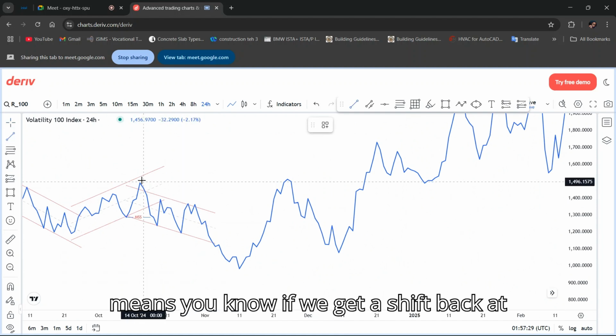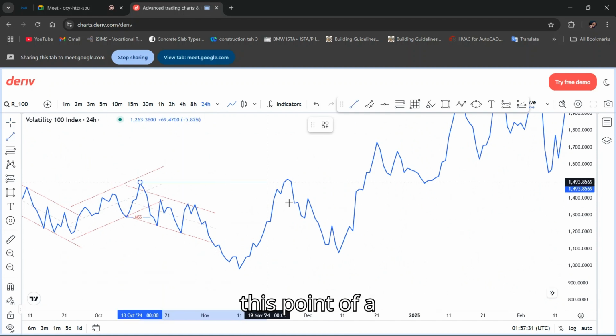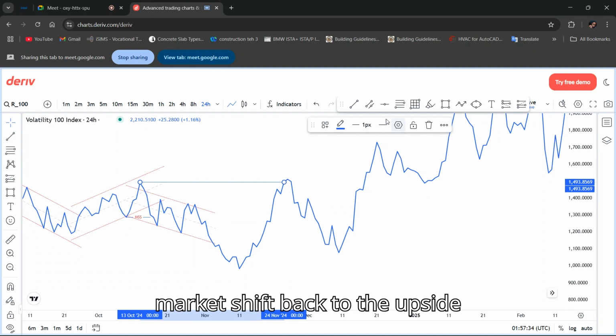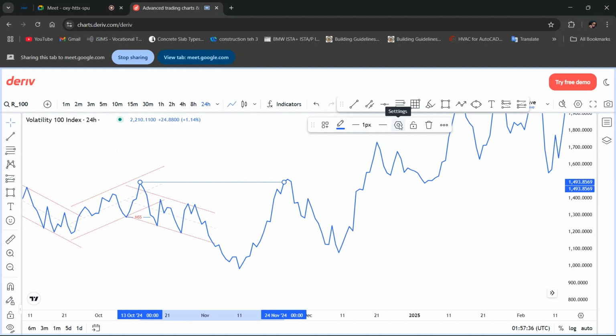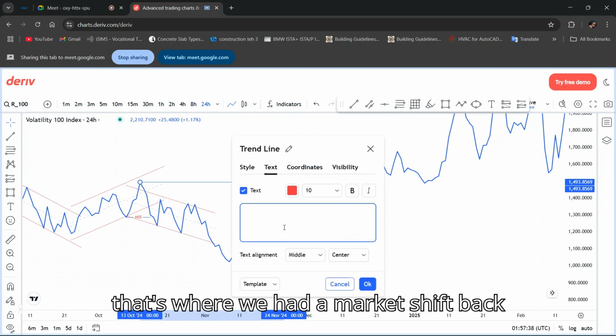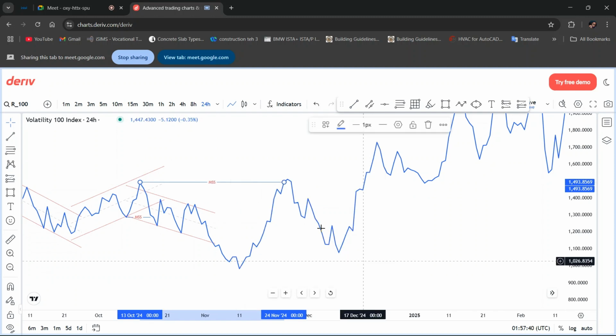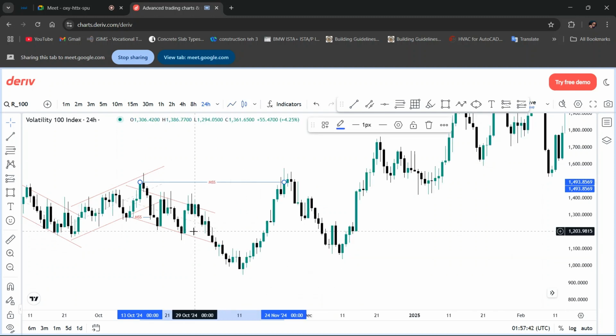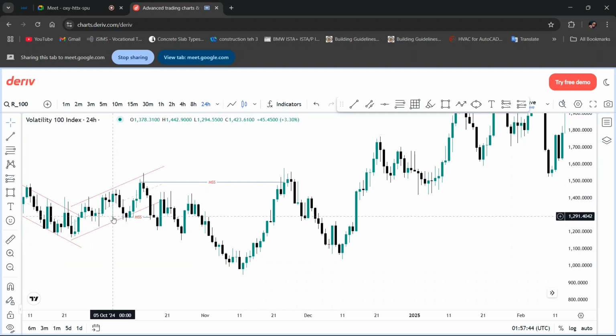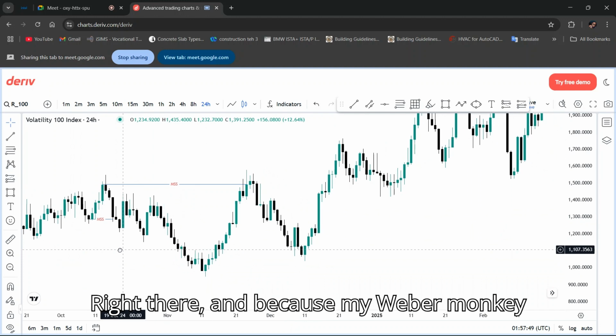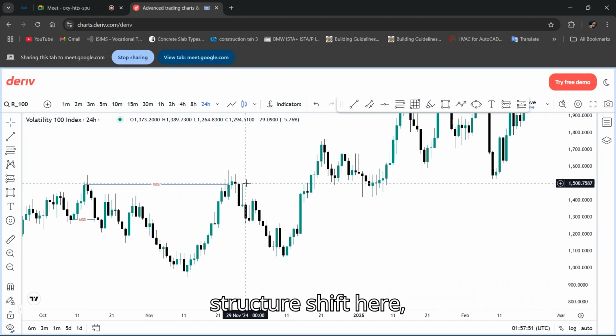Meaning, so now if we get a shift back at this point, have a market structure shift back to the upside. That's where we had a market structure shift back to the upside. Right there.